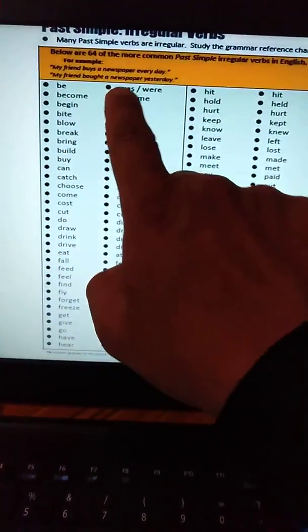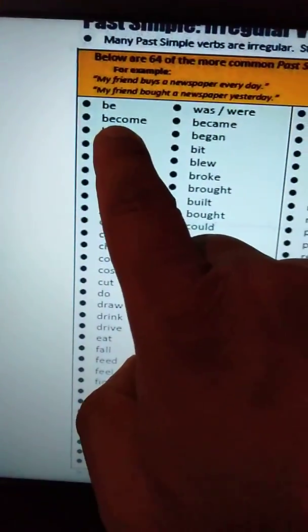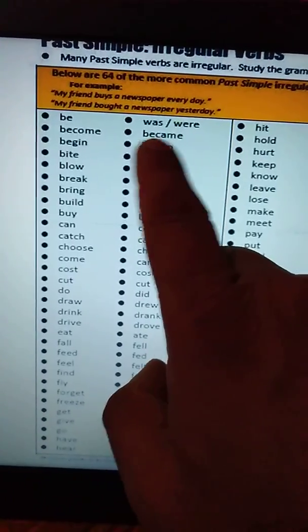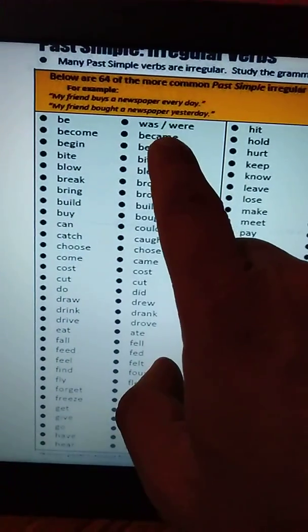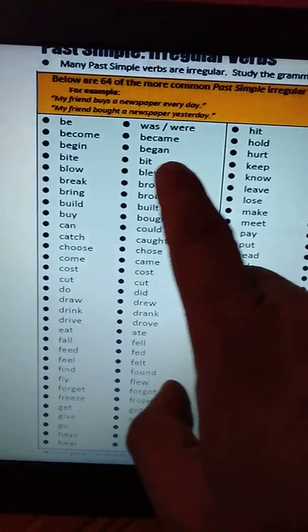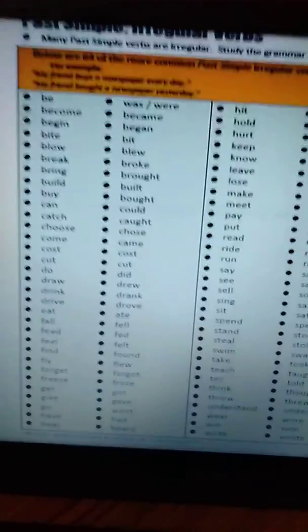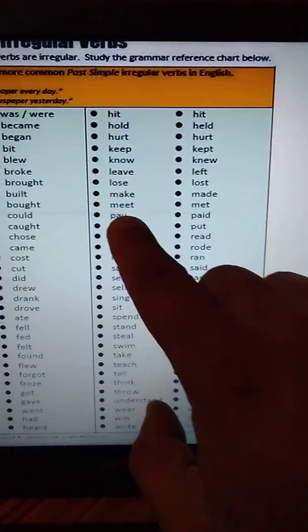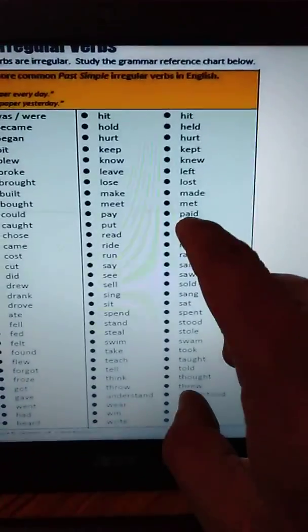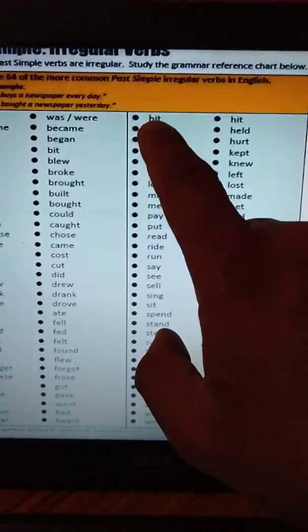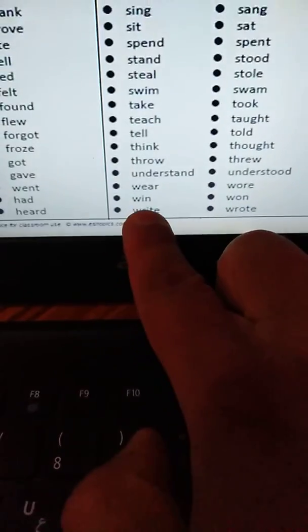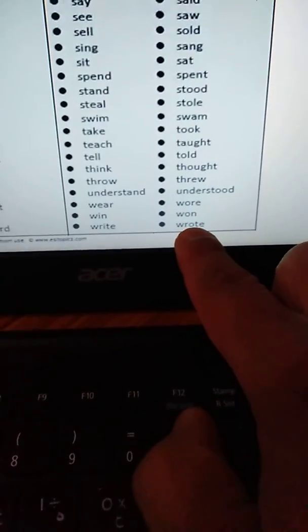Each verb has a form. That's it, okay? Like for example, be in the past is was and were. For example, become, became, okay? The o becomes a. Begin in the past, began. Bite in the past, bit. Example, pay in the past, paid. For example, hit, it doesn't change. Hit. For example, write in the past, wrote.